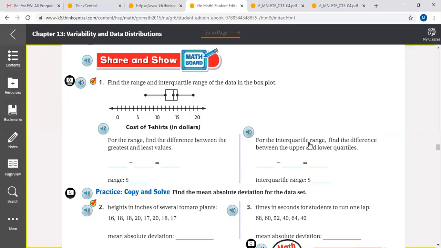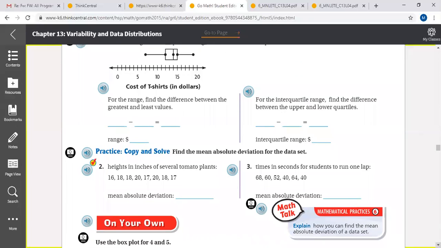For the interquartile range, find the difference between the upper and the lower quartiles. The lower quartile here is 12, and the upper quartile here is 15. So we will subtract 15 minus 12, equal to 3. So the interquartile range is 3.